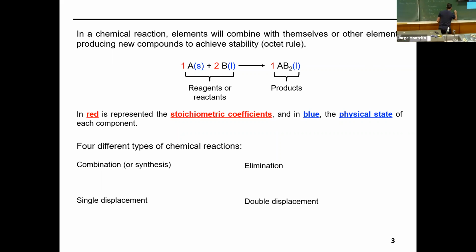And finally, double displacement. You're going to start with 2 compounds. And you're going to displace 2 things here. Okay? So A and B reacting with C and D. You're going to get AD. A displacing C, and then C will react with B, forming C.